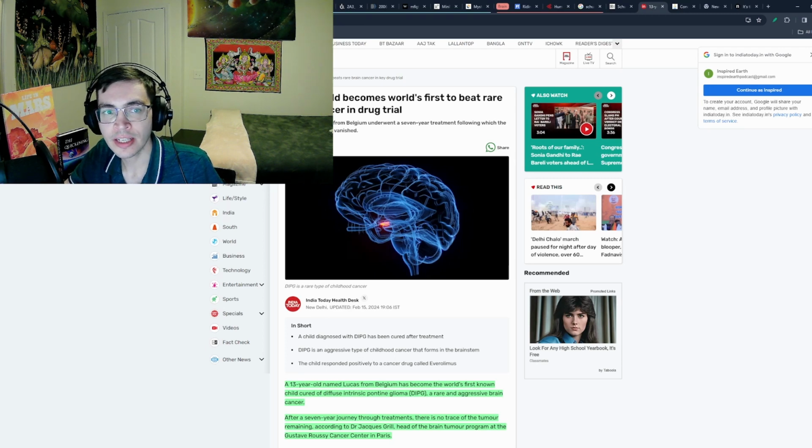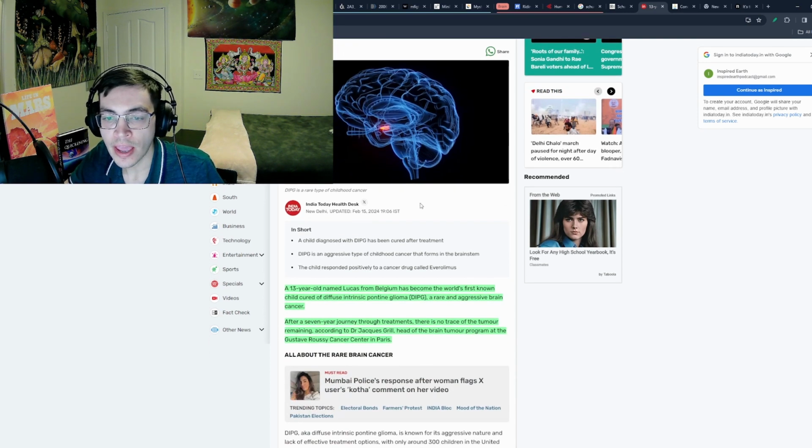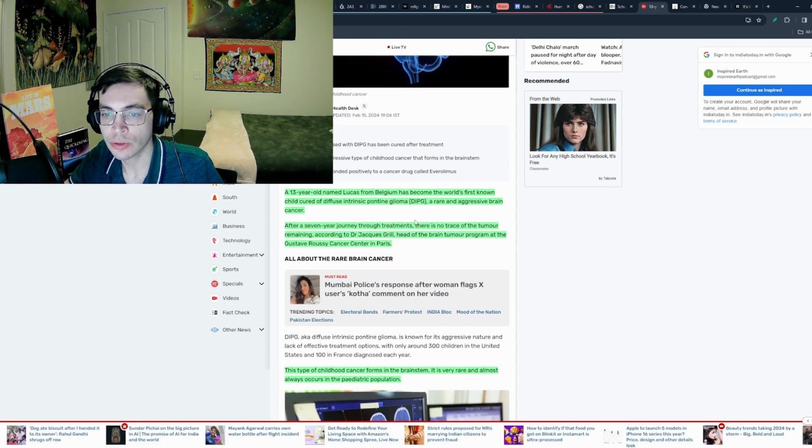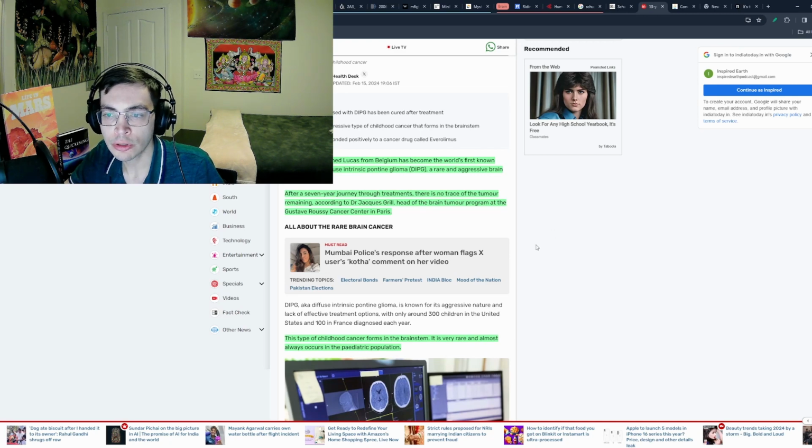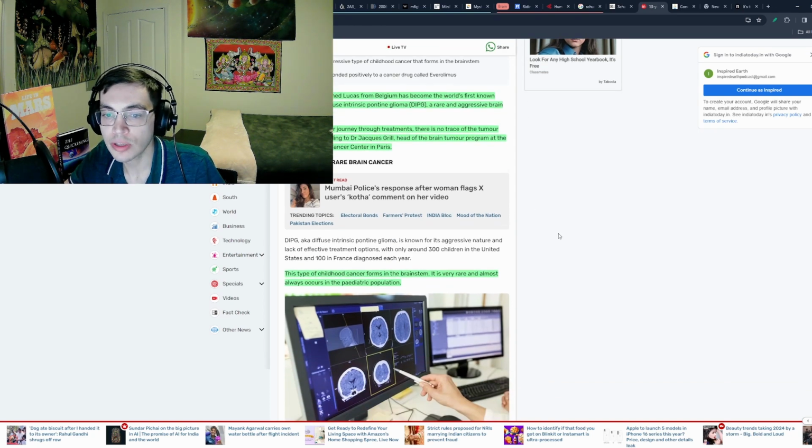This one is from India Today, and it's from Belgium, technically. 13-year-old becomes first to beat rare brain cancer during drug trial. A 13-year-old went through a 7-year treatment, and a very aggressive brain cancer, diffuse intrinsic pontine glioma, was completely cured. After a 7-year journey, there's no trace of the tumor remaining. According to Dr. Jacques Grill, I'm so sorry for my French, head of the brain tumor program at the Gustave Roussy Cancer Center in Paris.